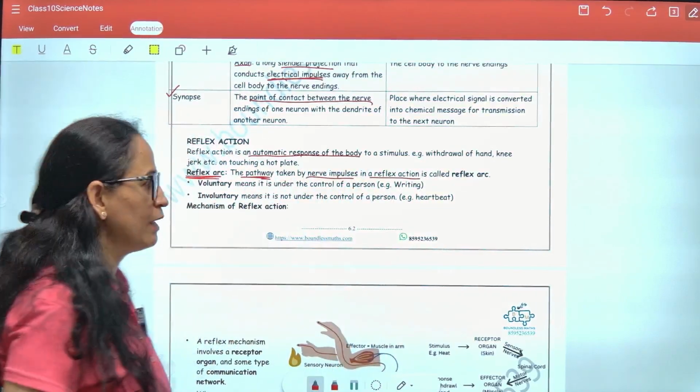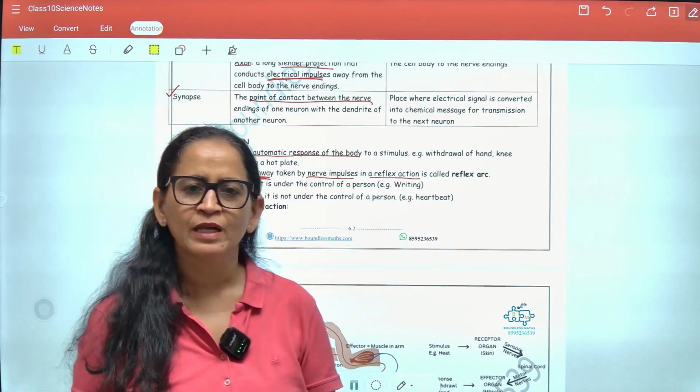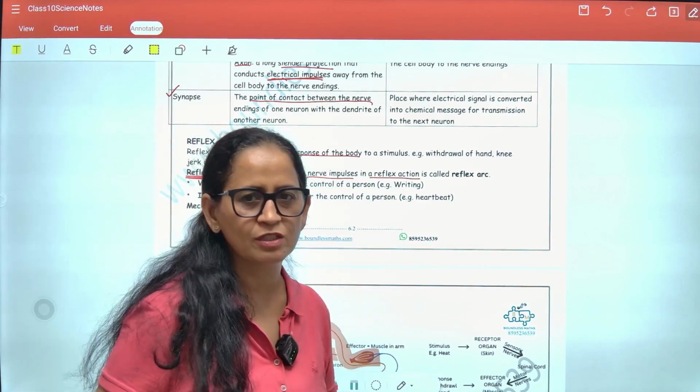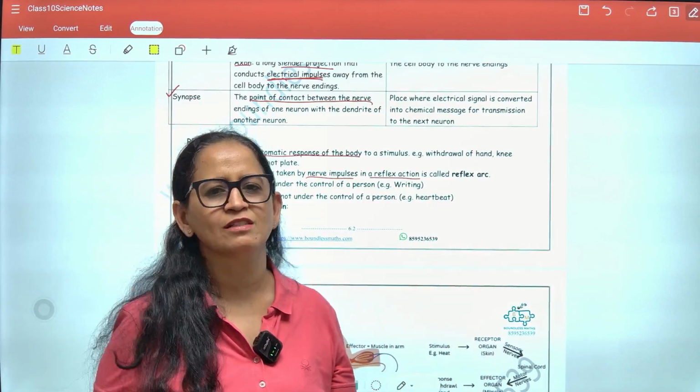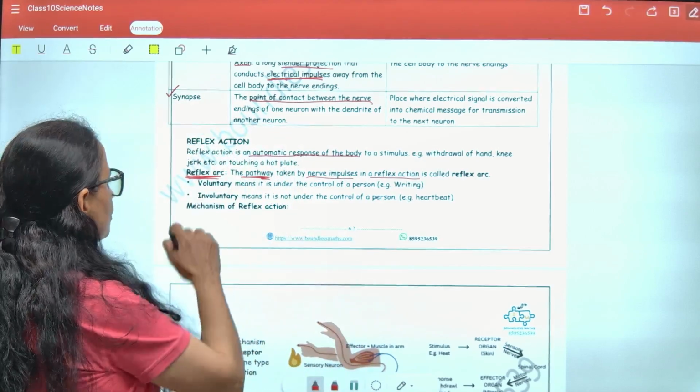So reflex, I already told you what is a reflex action. Reflex action is an automatic response to a stimulus. So a stimulus is always accompanied by a response. They always exist in pairs. So what is reflex arc?